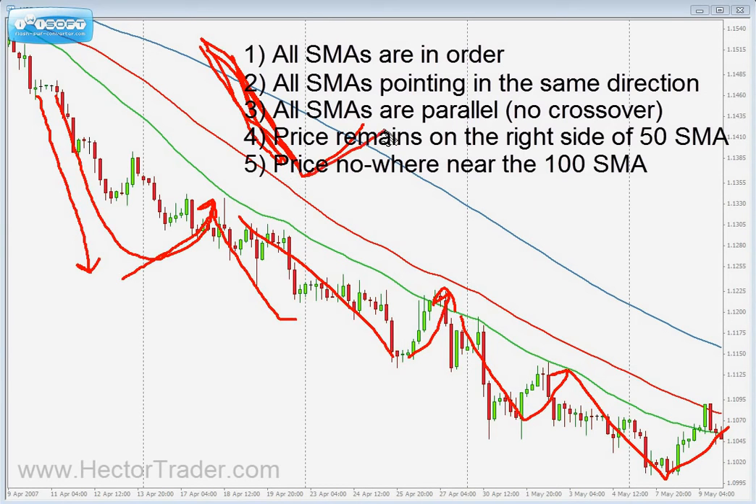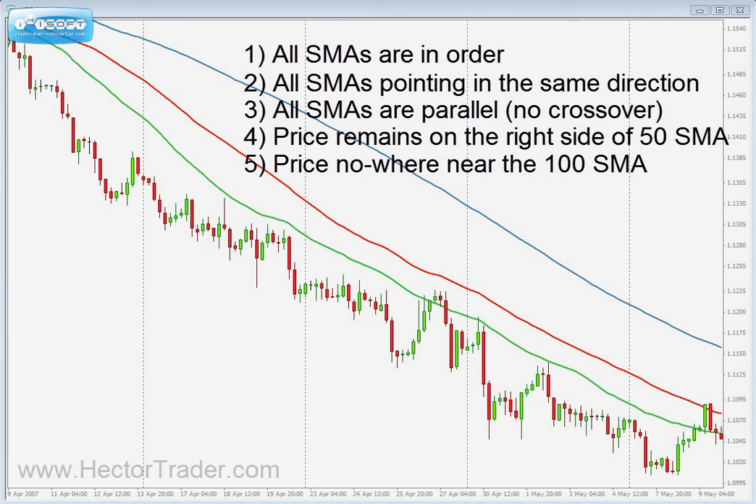Then once the pullback has finished, we take off in yet another swing in the direction of the moving averages, then yet another pullback, which is never quite as long as the previous swing, and then another swing, etcetera. Well, in this trend, as I was just showing you guys, we basically go through swing, pullback, swing, pullback, swing, pullbacks, and so on.